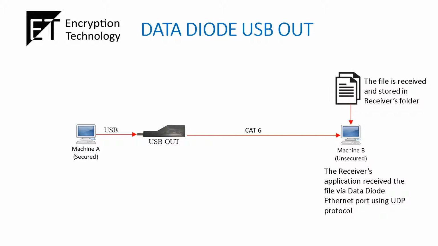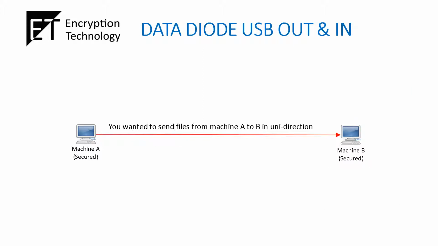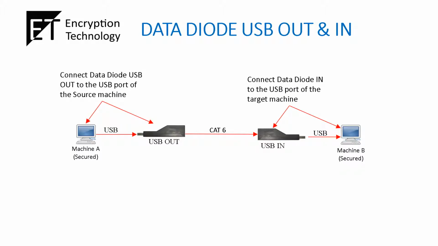In the following slides, we will show you how the data diode USB in and USB out can be deployed together. This way, machine A and machine B are both protected from external malicious attacks. Connect the data diode USB out to the source machine and data diode USB in to the target machine. Connect the data diodes USB in and USB out via the Ethernet connection.